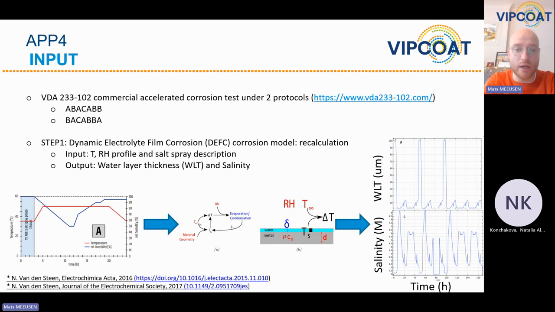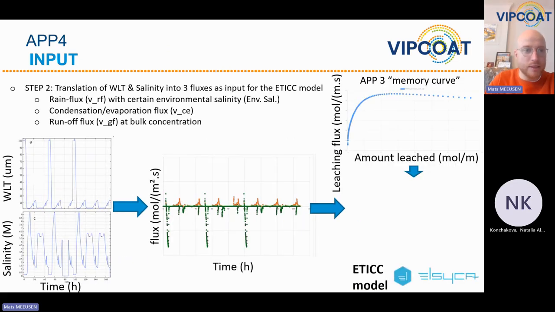This is done using a heat transfer model and taking into account the effect of hygroscopic salts. The second step consists in translation of this salinity profile and the water layer thickness in the accelerated corrosion chamber to flux contributions. And 3 flux contributions are considered. The first flux contribution is a rain flux, which adds water with a certain environmental salinity to the system. The second flux is a condensation evaporation flux, which is a flux of pure water, so water that is purely condensating or evaporating.